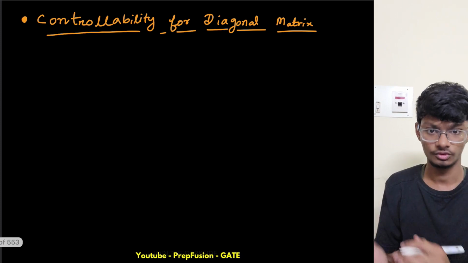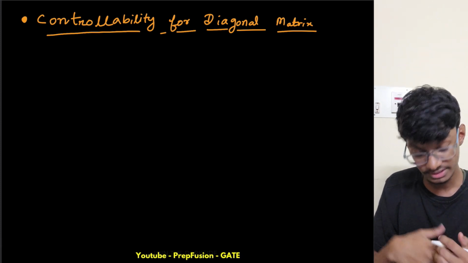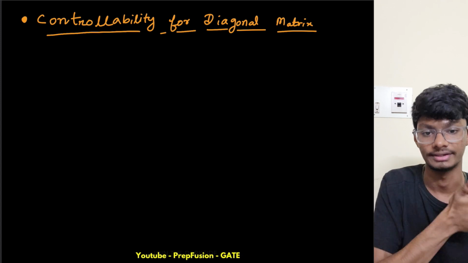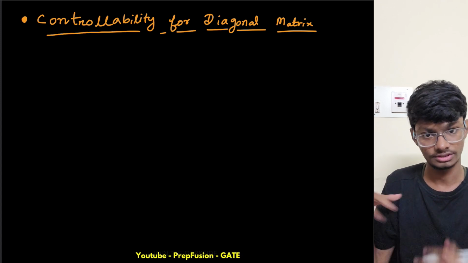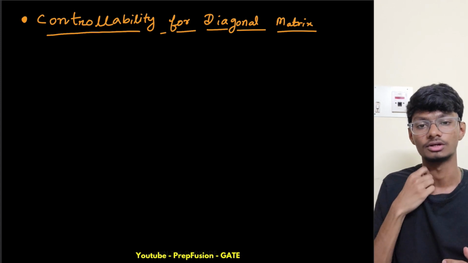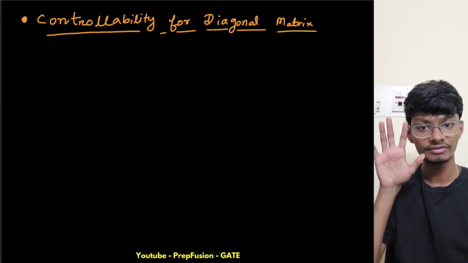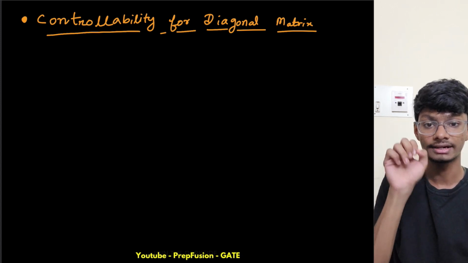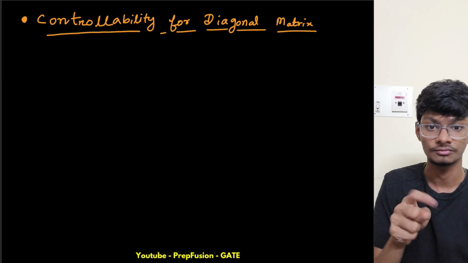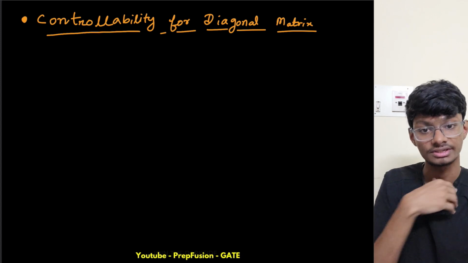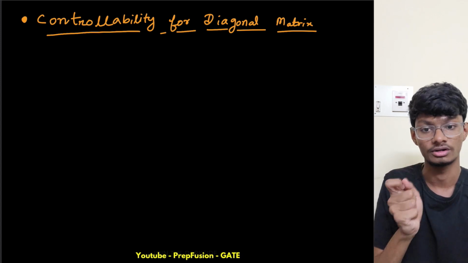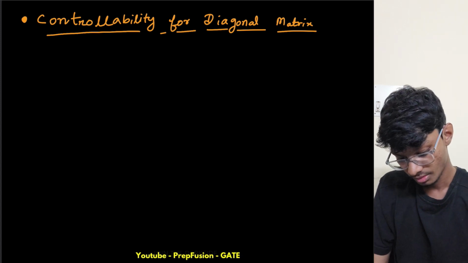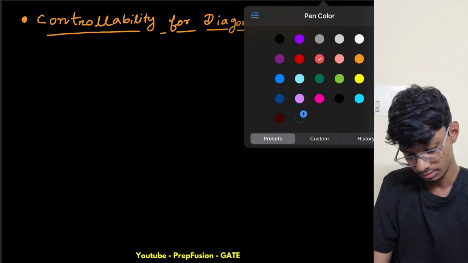So now we'll go to the next topic. The next topic is controllability for a diagonal matrix. The previous one was one way of checking controllability. The second way is, if we are given a diagonal matrix, then directly from seeing the matrix itself I can say whether the representation is controllable or not controllable.